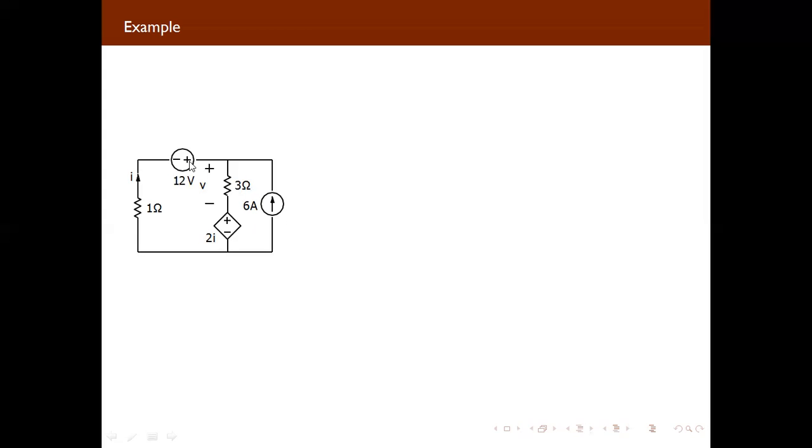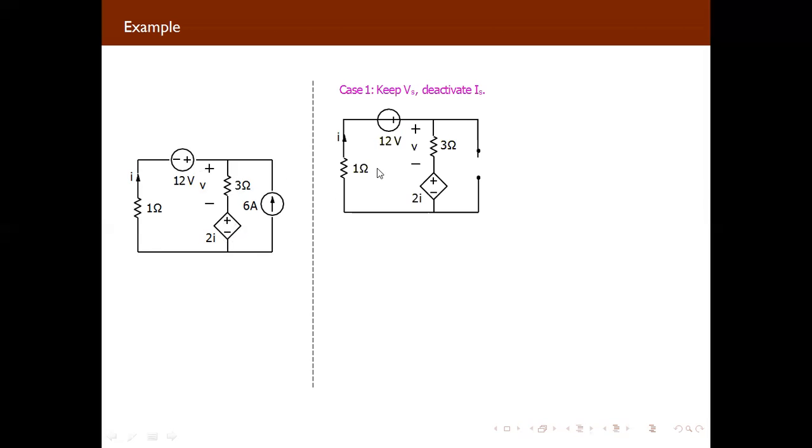If we are considering one, we can make this a wire. इसको wire बना देंगे, इसको open करेंगे. So you will get a circuit as 1 ohm, 12 volt and 3 ohm. You can see here, when we are considering only this 12 volt, you can make the other source an open circuit, and you can make this one a wire.